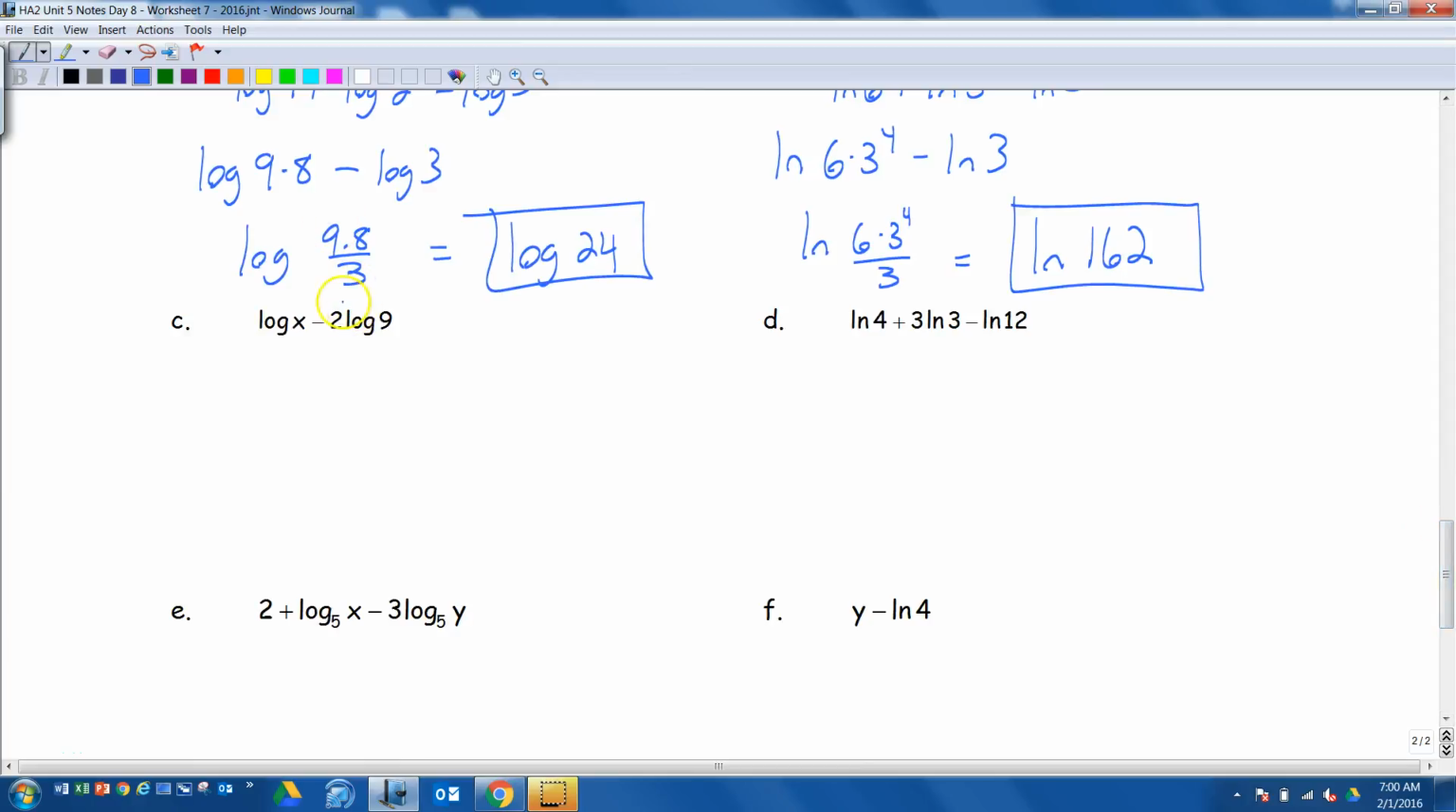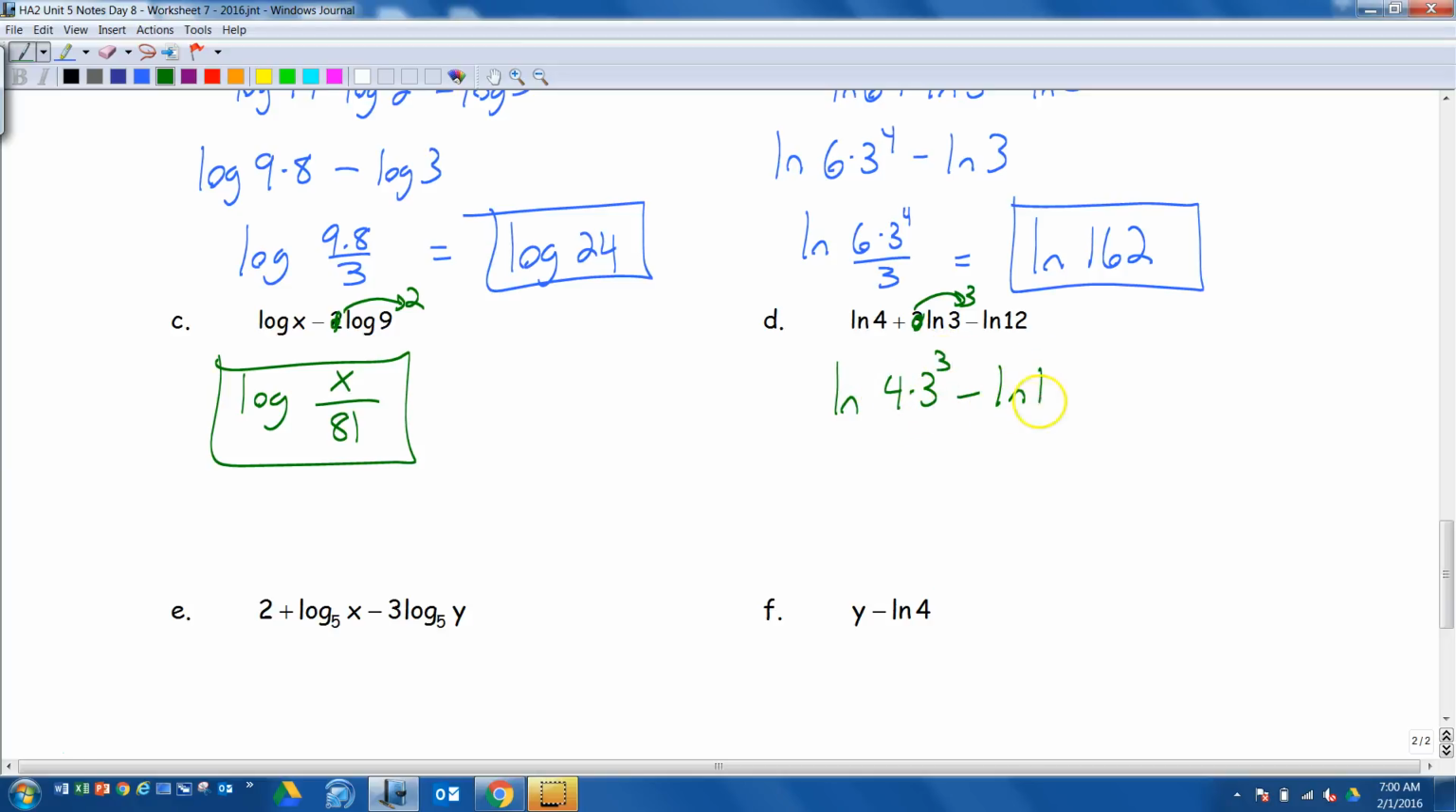Again, you can't put them together until the power is there, so this goes up, so it's 9 squared. So you could say this is log of x over 81. Okay. Here, again, the power goes up here with the 3. So I get natural log of 4 times 3 cubed minus natural log of 12. And now we have two of the same logs, so we can use our division property here. Okay, so 4 goes away, 3. So is that just natural log of 9?